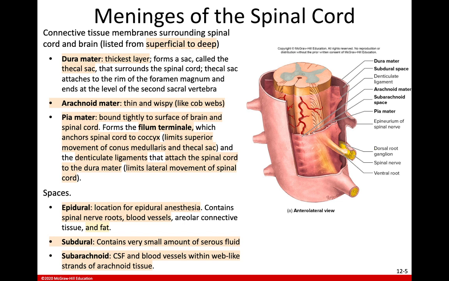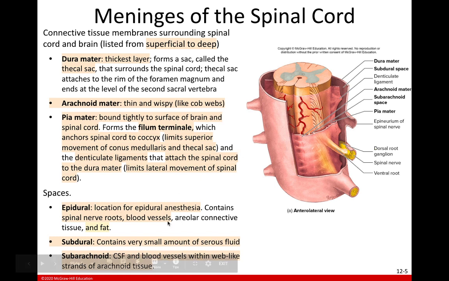And then the denticulate ligaments, these little things right here, are attaching it to the dura mater. Remember, this is the dura mater. So the denticulate ligaments attach the spinal cord to the dura mater, and this prevents lateral movement, or movement from side to side of the spinal cord, so that you're keeping your spinal cord pretty stable within those foramen in the vertebra. Keep it from moving around superiorly and laterally.